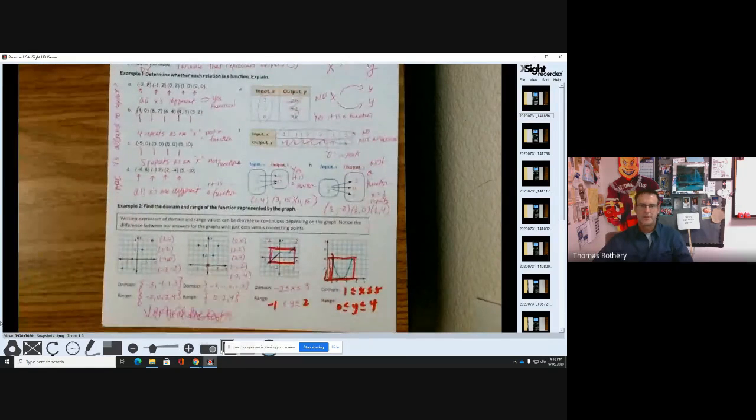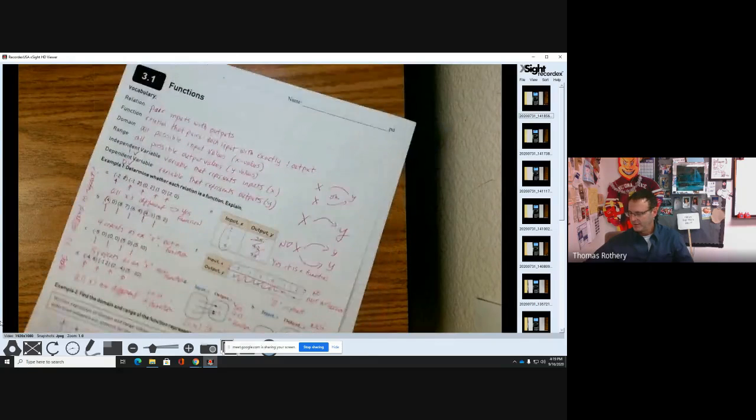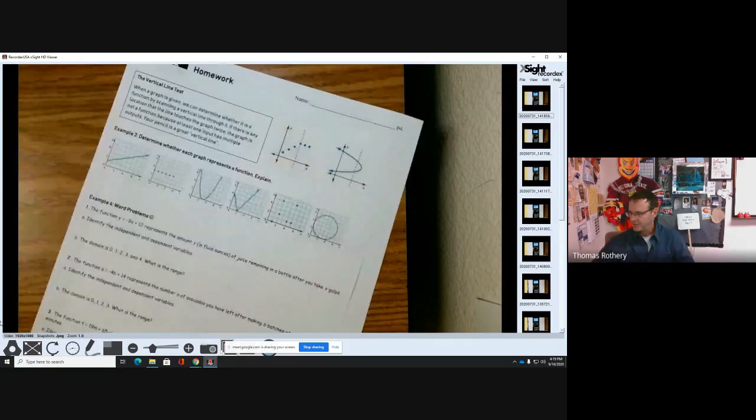All right, so let me leave that up there so you can write it down, see if you have any questions. All right, and we'll move on to side 2, which looks like this.